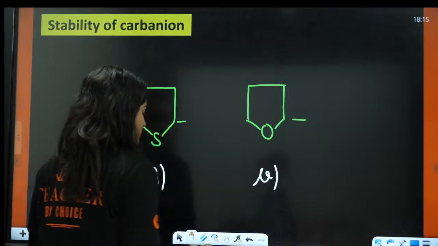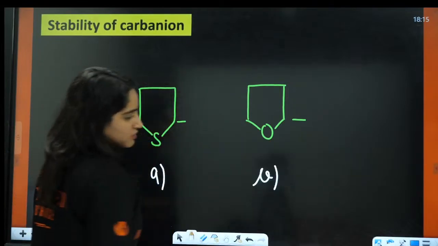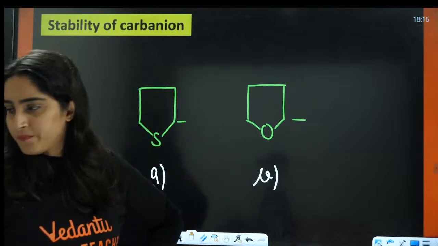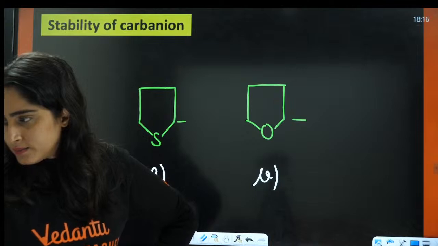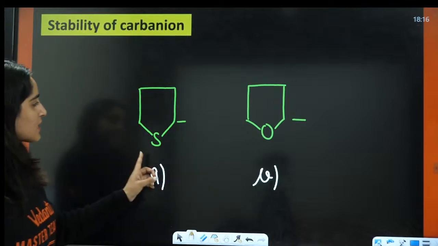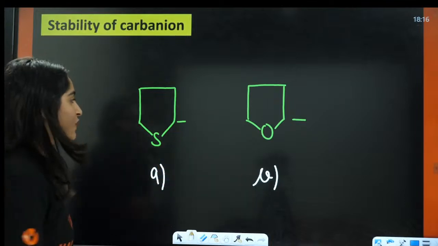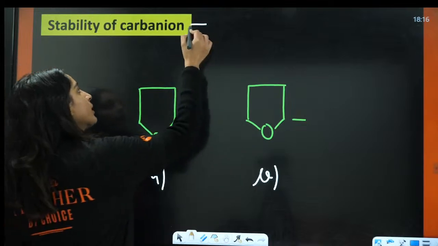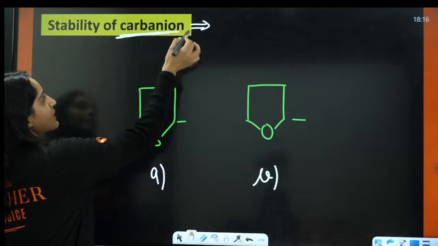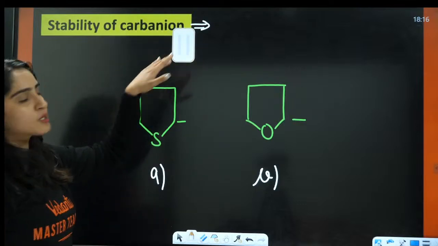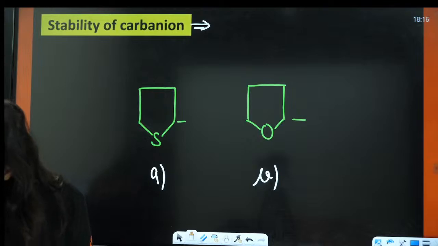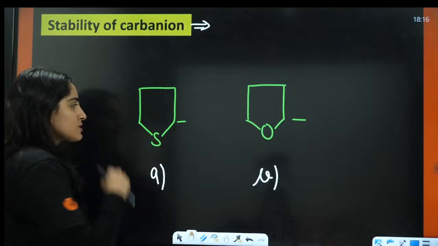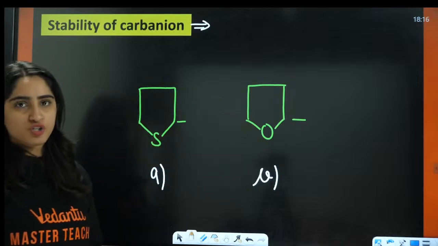So now this is A and this is B. Answer this question. What is the correct answer? You have this negative charge, you have this negative charge. Here we are talking about the stability of carbanions, right? The stability of carbanions. So let us see, this is negative, this is sulfur, this is negative, this is oxygen.